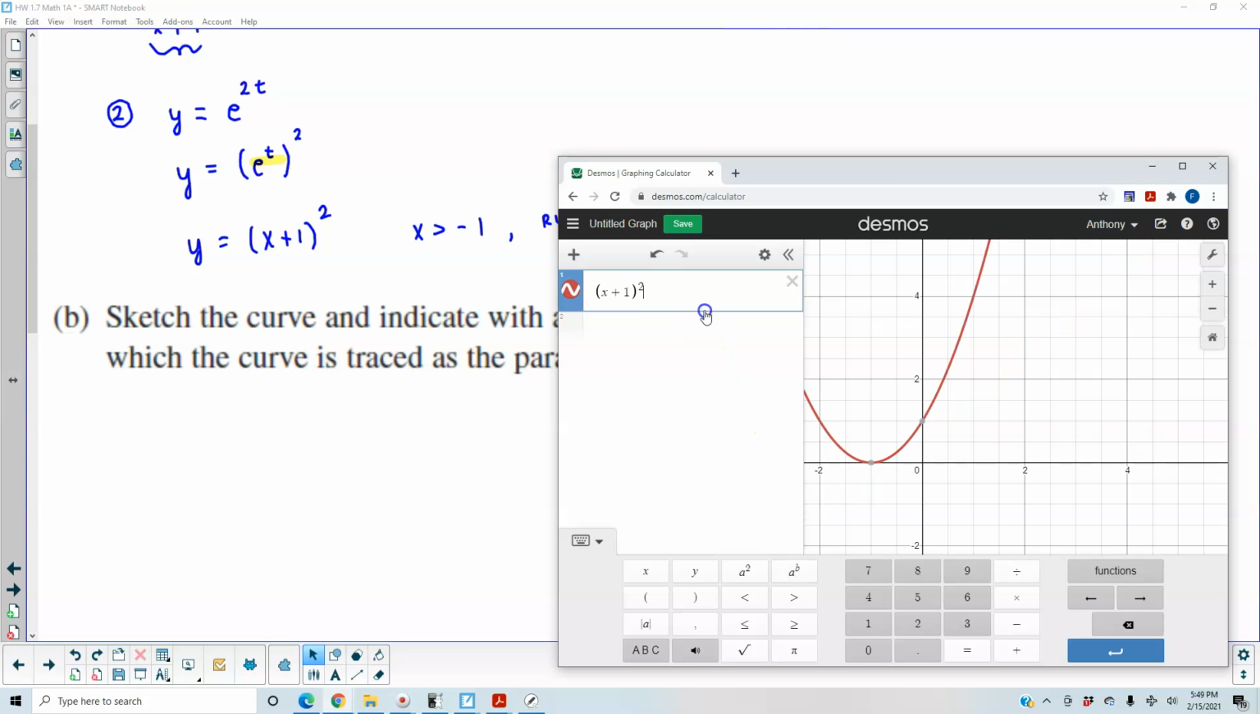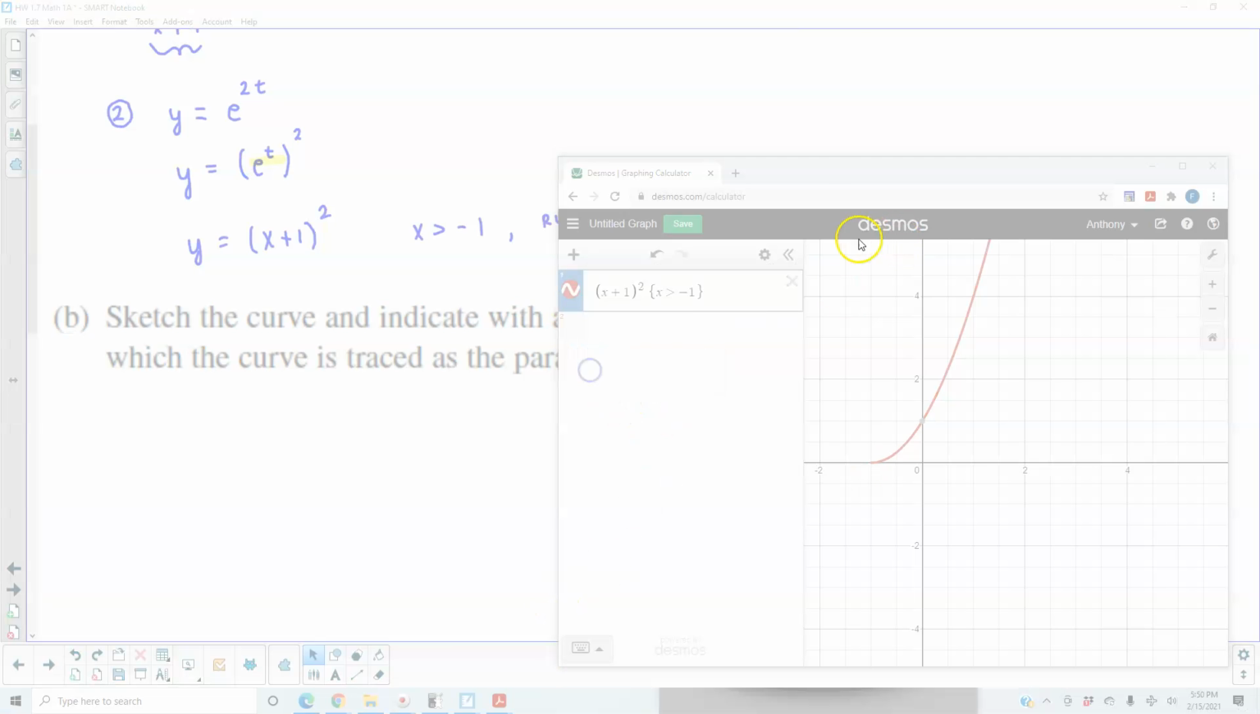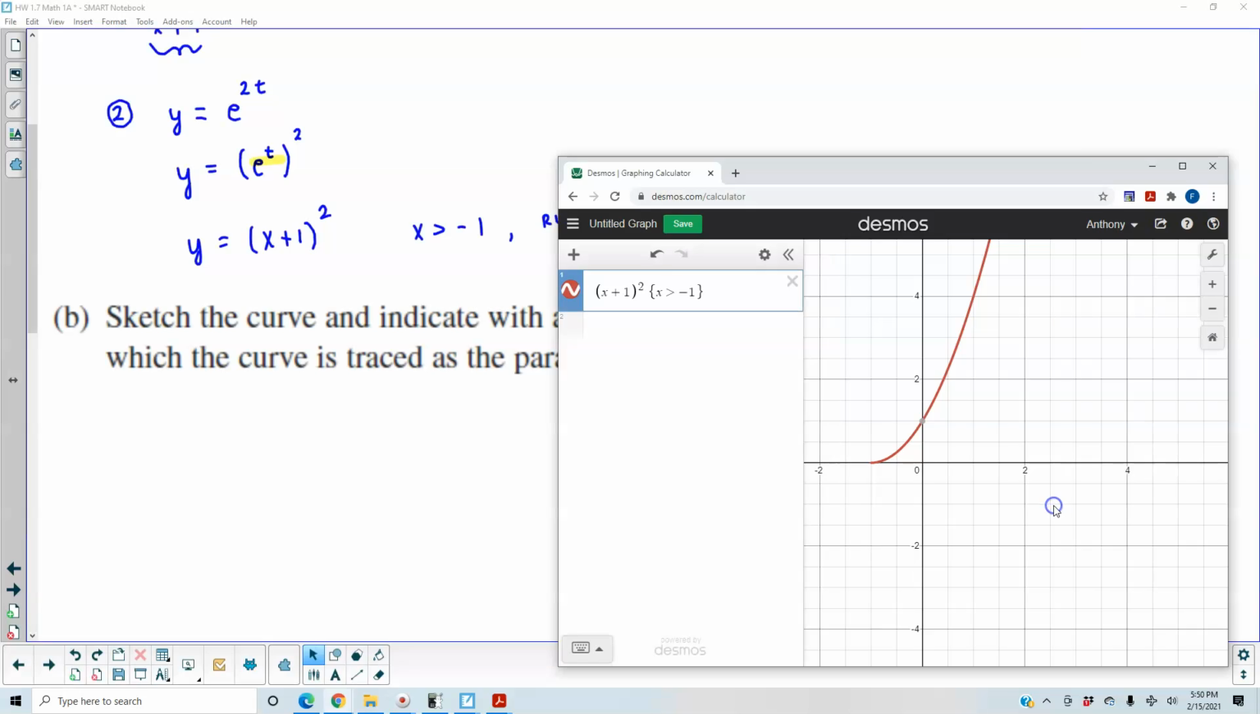Okay, and then we have a restriction, and that means that x has to be greater than negative 1. So we're going to put in braces x, and that's greater than negative 1. So what does that tell us? Well, you can see here that at negative 1, it is undefined because it's not included. So let's go ahead and copy and paste this graph.